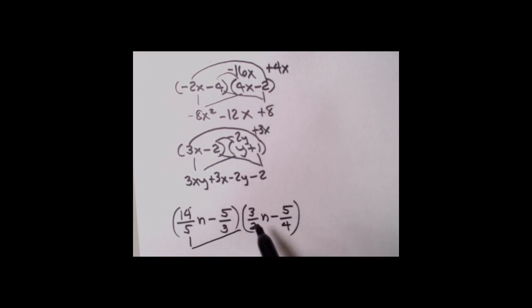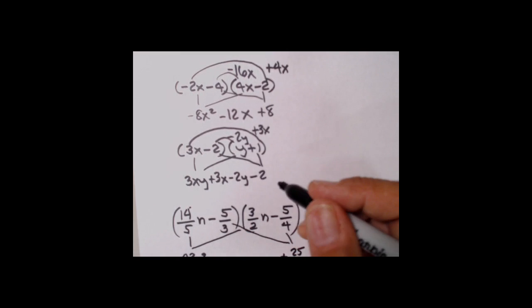So again, multiply the two first. 14 times 3 is 42 upstairs. 5 times 2 is 10 downstairs. Now, of course, we'll have to do some reducing on that coming up, but n times n is n squared. Okay, let's do the two last. Here we go. Negative times negative gives me positive. 5 times 5 is 25, and 3 times 4 is 12.